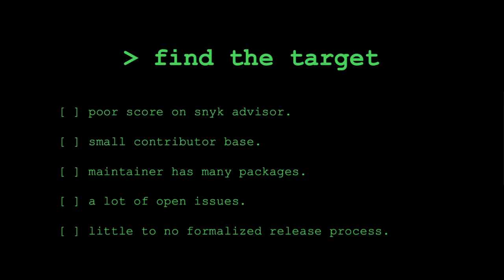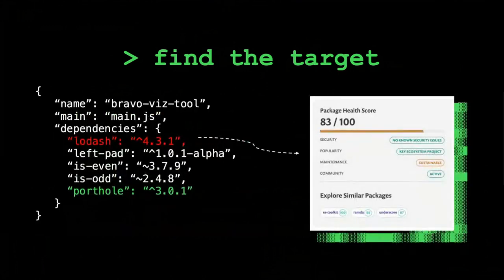So we can see, small contributor base. We can look at the maintainer. If they've got a lot of packages, it's probably likely that they're overworked. If it's got a lot of open issues, that suggests maintainability issues. And if there's no formalized release process, so what you tend to get with more established pipelines, for example with Lodash, you tie the CI/CD process to the package publishing process as well. If they haven't got that, it's a lot easier for us to execute on the hack.